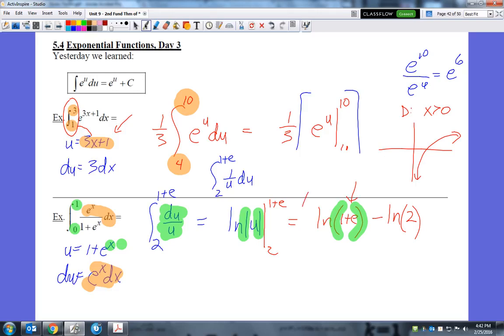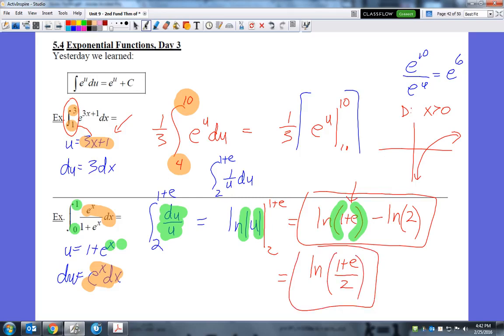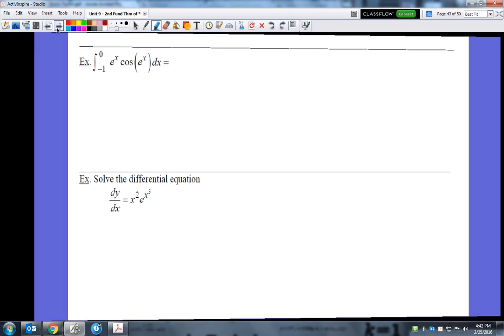So you could write this as your answer, or if it's a multiple choice on the AP exam, chances are you may see it as 1 plus e over 2. And that's because it's using the law of logs. You have the same natural log function subtracting, therefore it yields bringing those two arguments together with a division, because subtraction yields division. Okay? So let's move on to the next example.